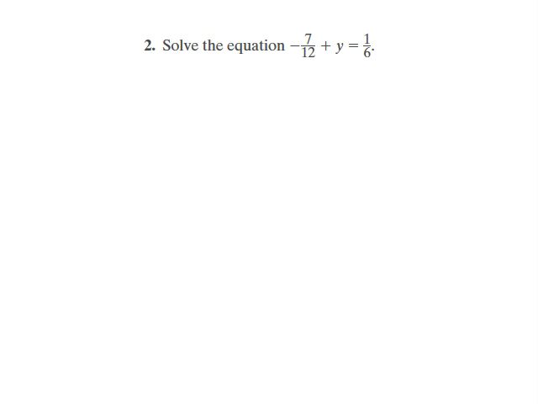For this problem, we're going to have to add 7/12 to both sides of the equation. On the left-hand side, negative 7/12 plus 7/12 cancel each other out. You're left with y. On the right-hand side, 1/6 plus 7/12 equals 9/12. 9/12 can be reduced to 3/4. So y equals 3/4. Pause the video if you need more time to copy down this problem.